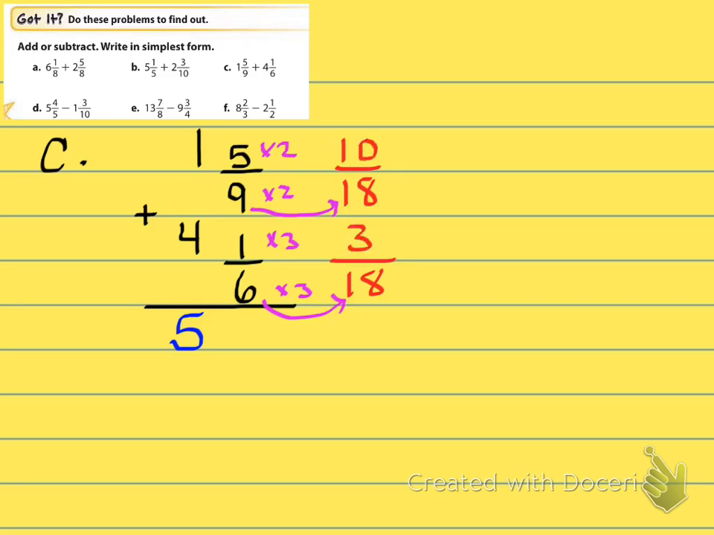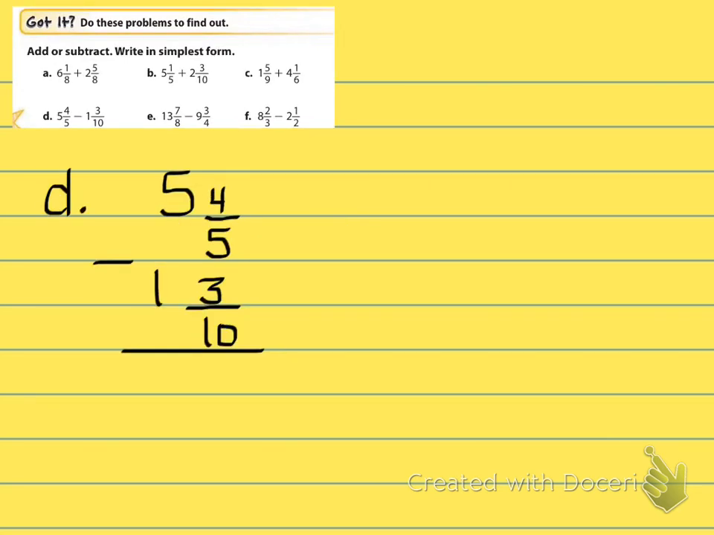So now we've already added our whole numbers together, so now we add our fractions together. The numerator, 10 plus 3 gives me 13. So now I have 13/18. So my final answer here, because that can't be reduced any further, is going to be 5 and 13/18. All right, let's move on to D.